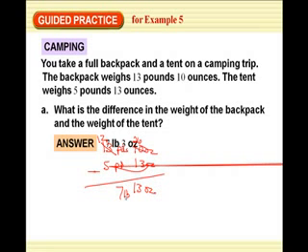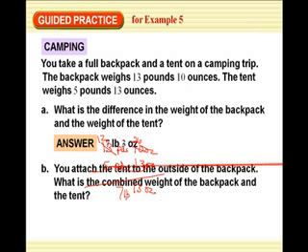How did I mess that up? They have it wrong. It's 13. It's in the book. It says 13. I got it right. You attach the tent to the outside of the backpack. What is the combined weight? So now we're adding 13 pounds 10 ounces to 5 pounds 13 ounces, 26 ounces, 28 pounds and 26 ounces. Take 16 away from there. That's going to be 29 pounds 10 ounces.